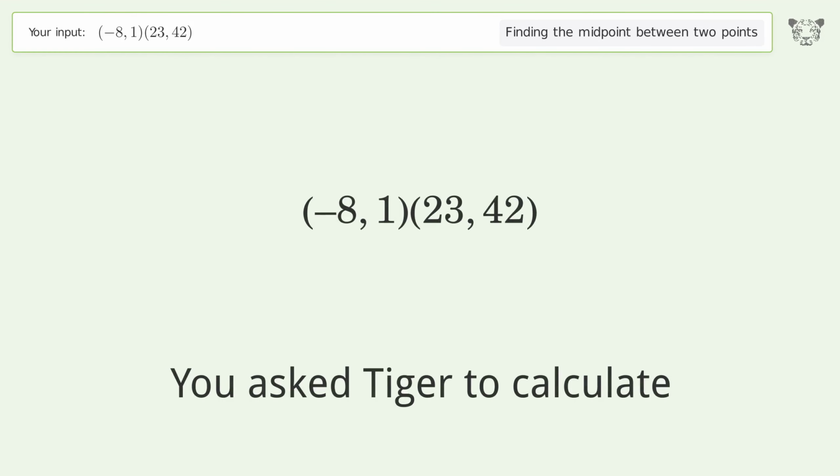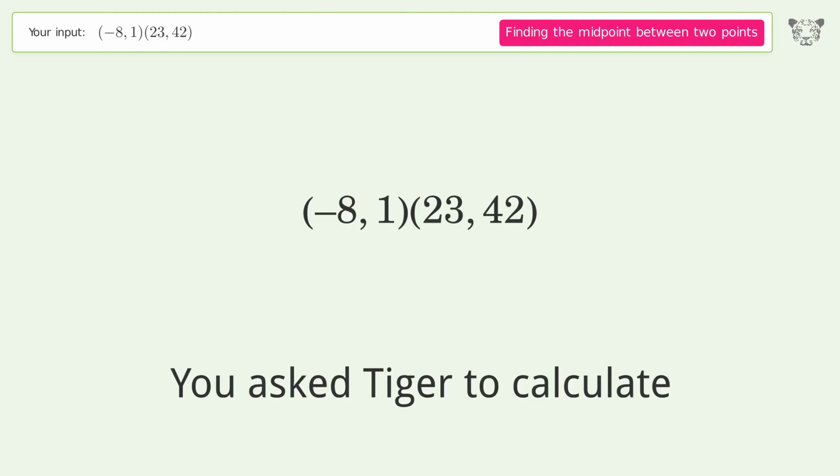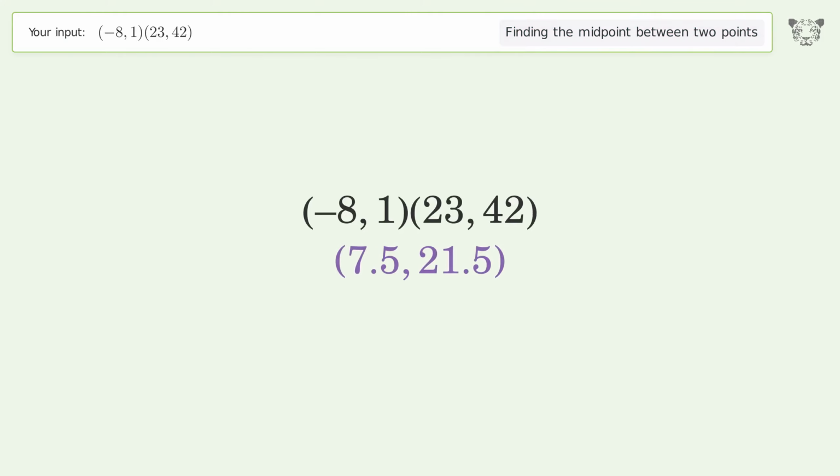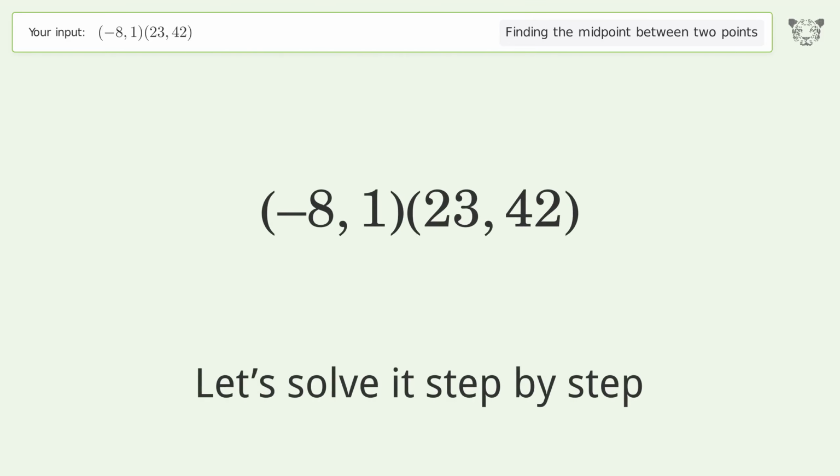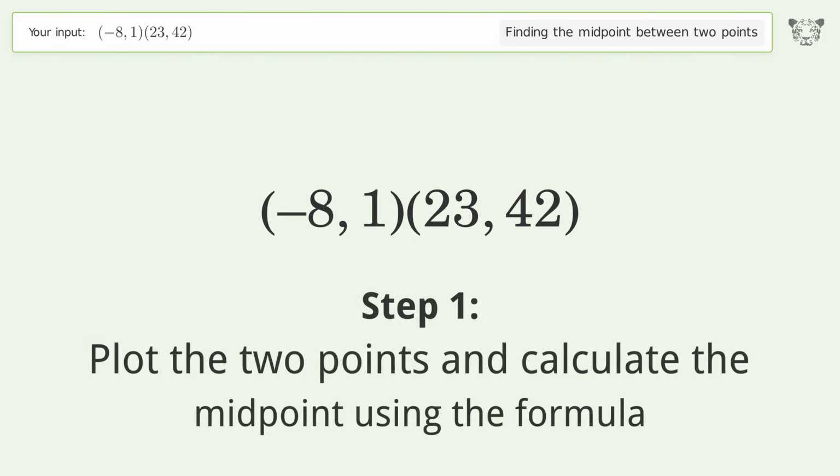You ask Tiger to calculate. This deals with finding the midpoint between 2 points. The midpoint between the 2 points is 7.5, 21.5. Let's solve it step by step. Plot the 2 points and calculate the midpoint using the formula.